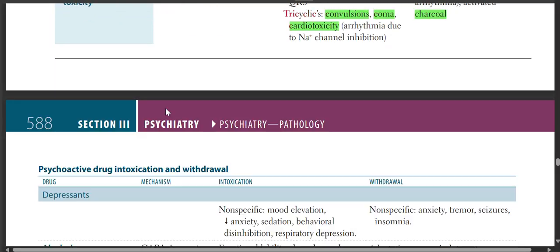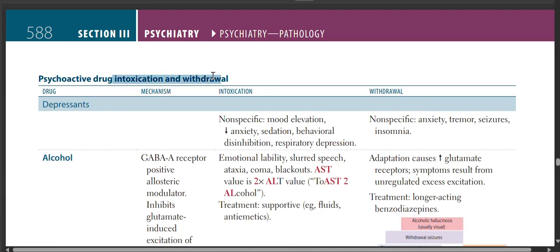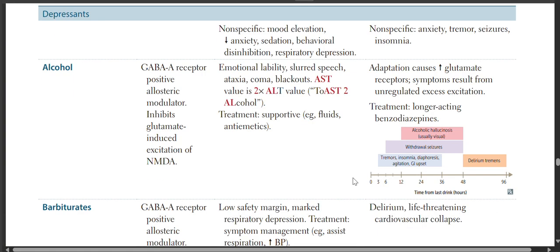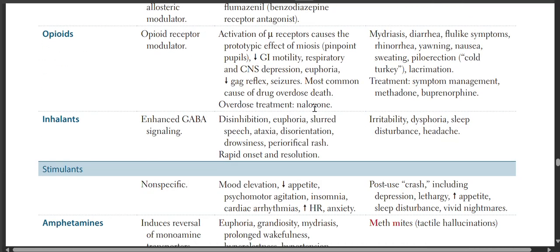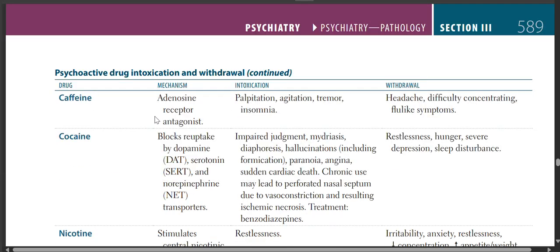So for the intoxications and withdrawals, one thing that I want to tell you, which will help you with a lot of these questions, is that if you only remember one of these two columns, if you only remember the intoxication, you can in theory figure out the withdrawal. So let me give you an example. And the best example here would be cocaine intoxication.